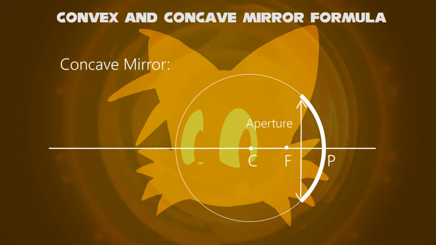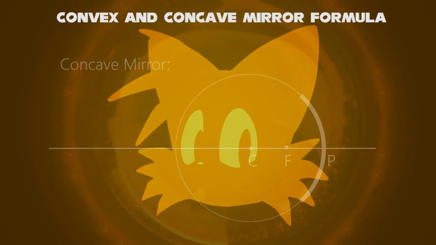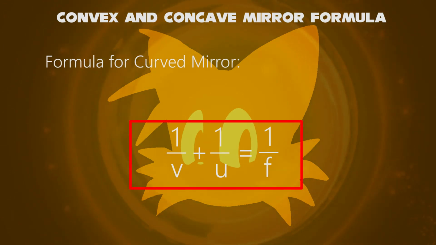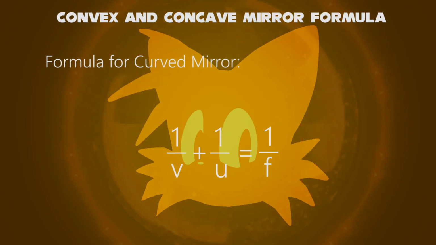For one thing, the distance between two edge points of a concave mirror perpendicular to the entire diameter is called the aperture. But it doesn't really matter how much aperture you want. The formula of a curved mirror is given by 1 by V, plus 1 by U, equals 1 by F, independent of aperture level. Where U is the distance of the object from the mirror, V is the distance of the image from the mirror, and F is the focus of the mirror.